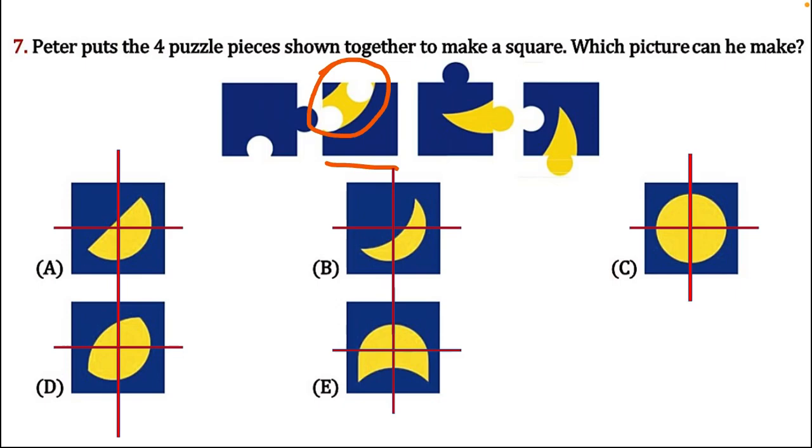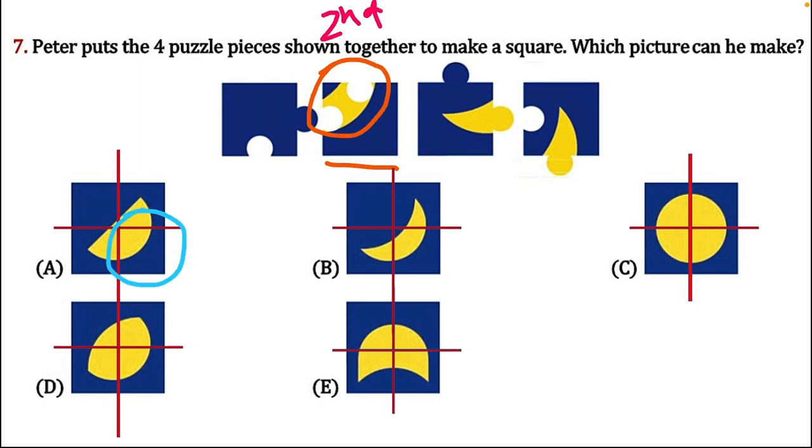vertical and horizontal lines on every single picture in the options. Why? Because we need to match the piece that is given in the question with every piece that is available in the options. Now, this is the second piece. Now one by one we are going to check it or match it with every option.